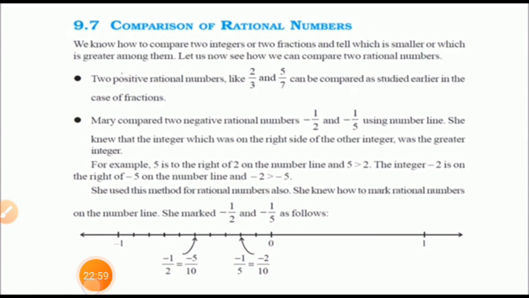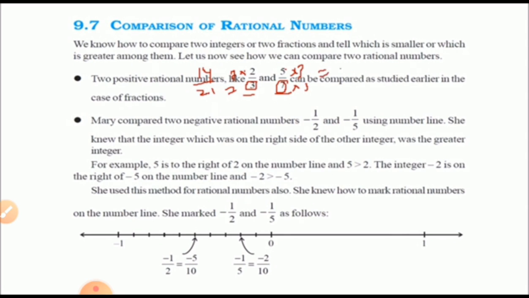Comparison of rational numbers. Comparing the rational numbers. Which is smaller or greater? Comparison means finding whether it is smaller or greater. Two numbers are there, 2 upon 3 and 5 upon 7. How can you compare these numbers? If there were numbers 5 and 3, you could immediately say 5 is greater than 3. But here the numbers are rational, 2 upon 3 and 5 upon 7. We cannot say the answer directly.